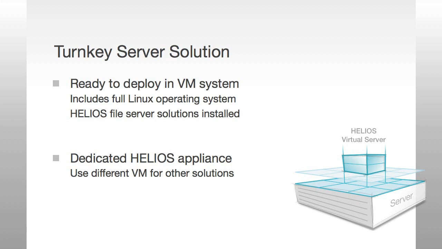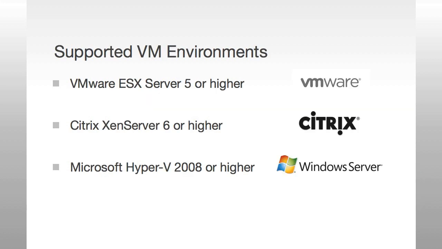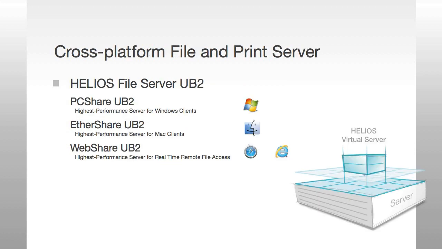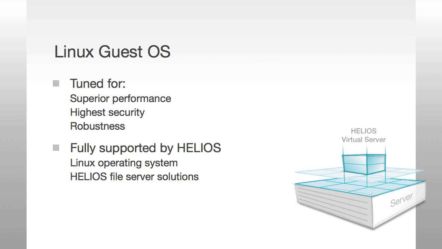The Helios Virtual Server Appliance is a turnkey pre-configured VM, ready to import into the major VM platforms, VMware, Citrix Xen Server, and Microsoft Hyper-V. The Helios Virtual Server Appliance is optimized as a file and print server to serve Windows, Mac, and web clients. The included Linux guest OS is highly optimized for performance and security.